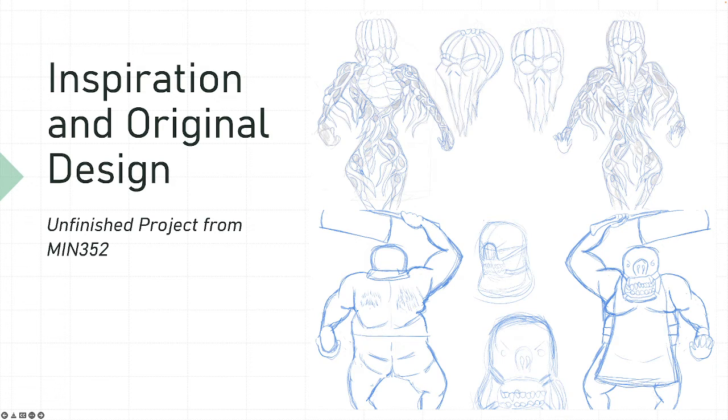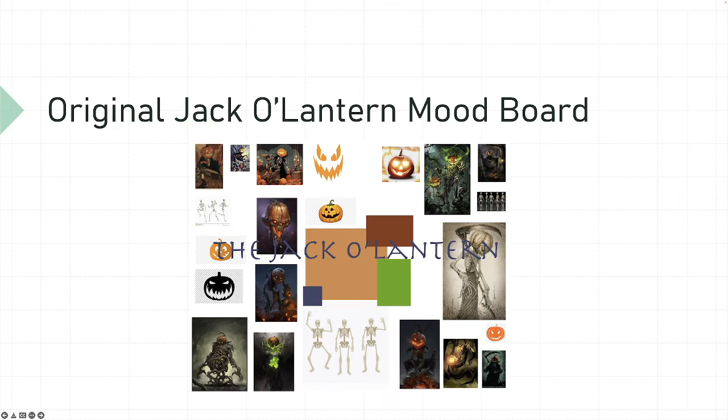My inspiration and original designs came from an unfinished project from Min 352, in which I was going to take 5 characters that I created and do character design sheets for them. I've chosen 2 of those 5 characters to do for this semester: the Jack-o'-lantern and the Mad Butcher.